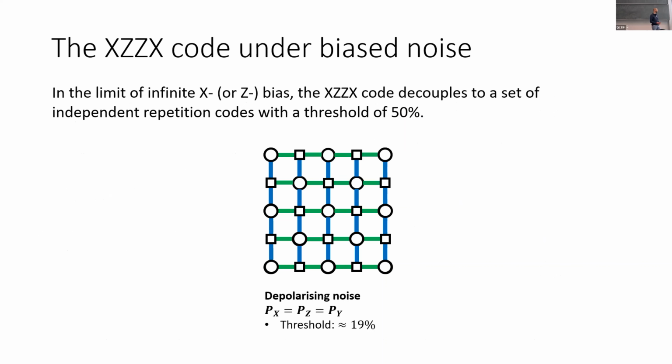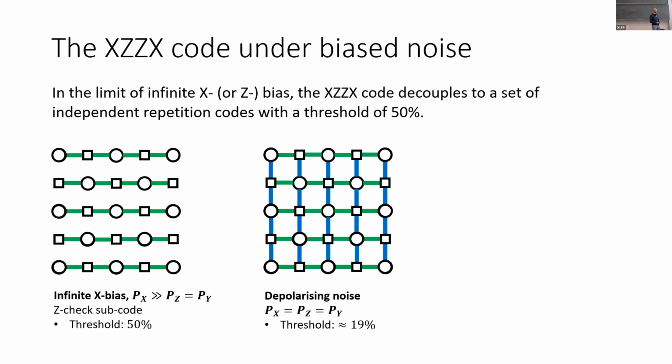So in particular, if we look at the extreme case of infinite X bias, in this regime, the performance of the XZZX code depends exclusively upon the edges that detect X errors. So we get rid of the blue edges in our XZZX code, and this gives us what we call an X-check subcode, which we see is just a set of independent repetition codes. And the repetition code has a threshold of 50%. So what this means is that in going from depolarizing noise to infinite bias noise, the threshold of the XZZX code increases from 19% to 50%.